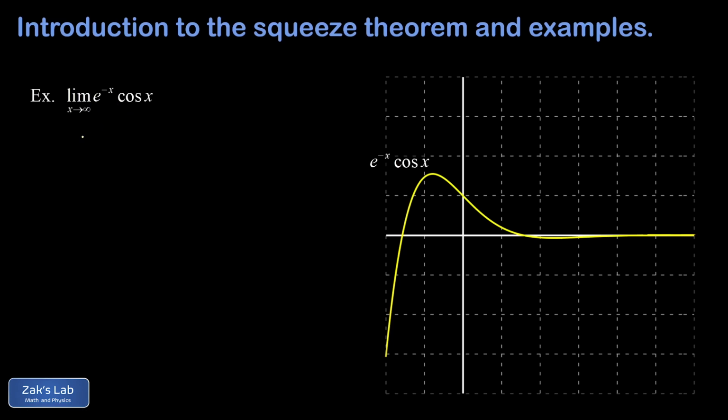Now to be a little more formal about it, we start again with the lower and upper bounds for the cosine function, and this will be similar for a sine function. And then we multiply all three sides by e to the negative x, so we can get lower and upper bounds on our function of interest.